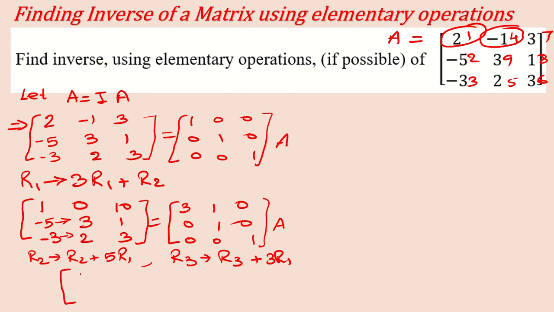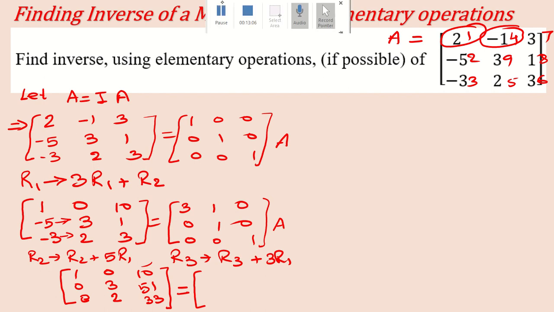Okay, so you see this is 1, 0, 10, then 0, R2 plus 5R1. So it will be 3 plus 5R1, so it will be 51. Okay, and then R3 plus 3R1 means 0, and then 3R1. So it will be 2, then 3R1, 30, and then 33. Please check the calculation, okay? Because if the calculation is by chance wrong, then the entire effort will be wasted.